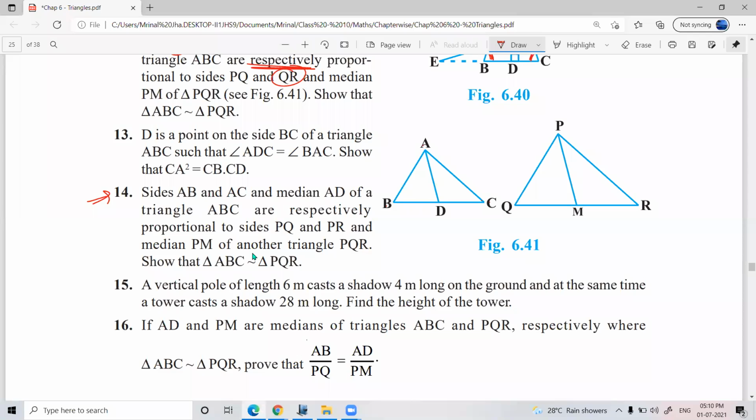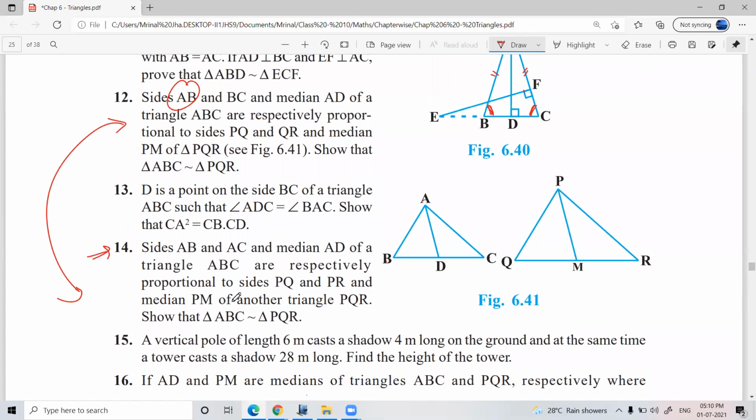Read the 12th question again and read this 14th question again. I want everyone to read these two questions. Tell me what is the difference here? What is the difference between the 12th and 14th question?